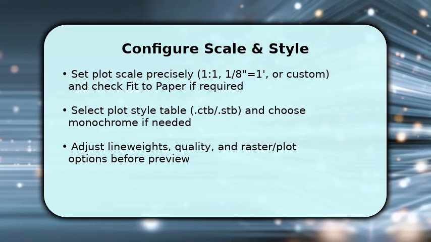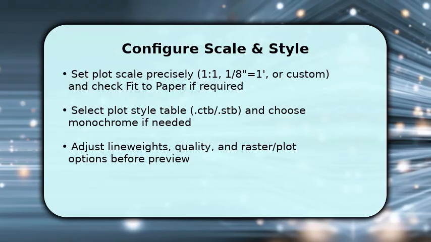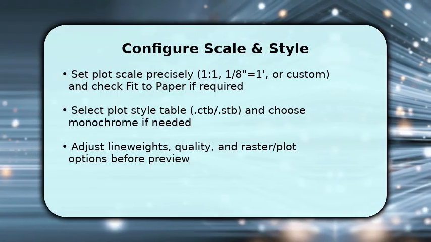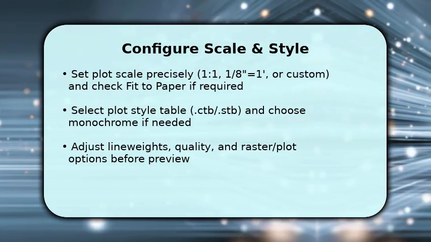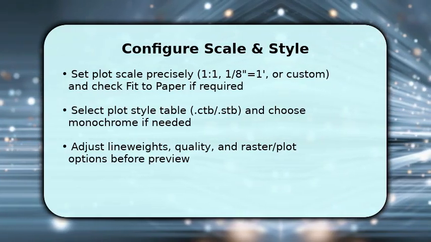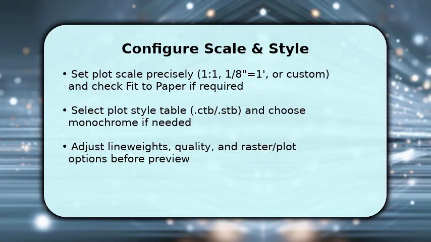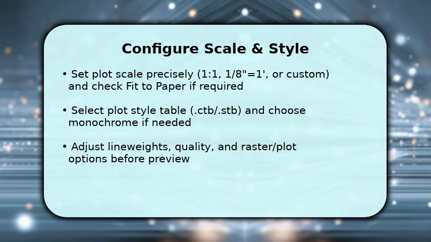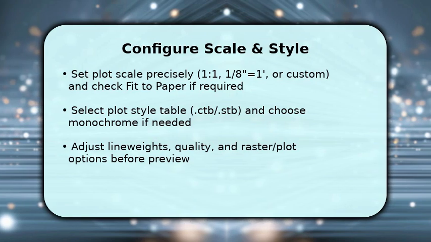Next, pick a plot style table. Choose a CTB or STB that controls color to pen mapping. Use monochrome.CTB if you want black and white output. Then inspect line weights and set raster quality or vector options to balance file size versus crispness. Preview to confirm everything aligns visually.